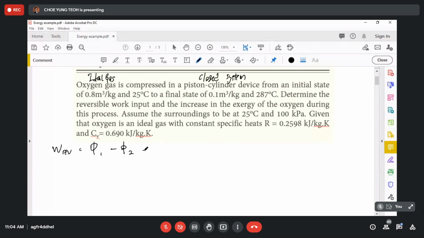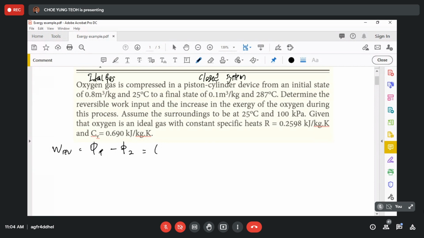So for this case, we need to find the exergy change. So first is a change of the internal energy. Remember that all terms are here. So we have change of internal energy. Then secondly, work done to the surrounding. Third is the irreversibility. Fourth, kinetic energy. And fifth is the potential energy. So we start from number 1.